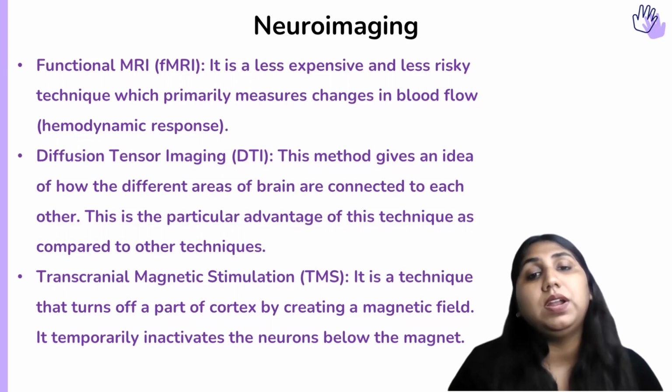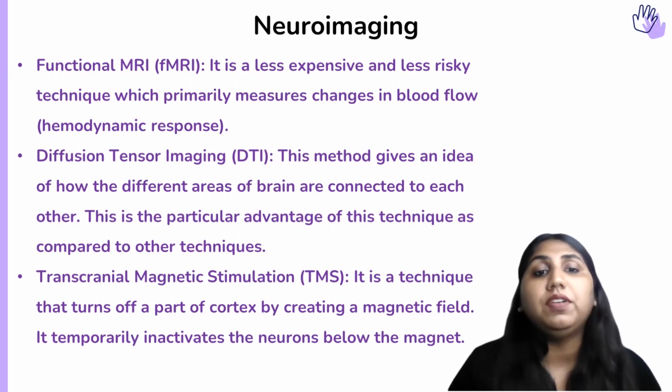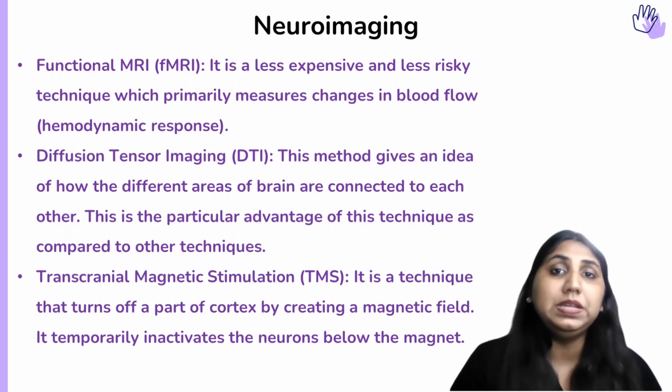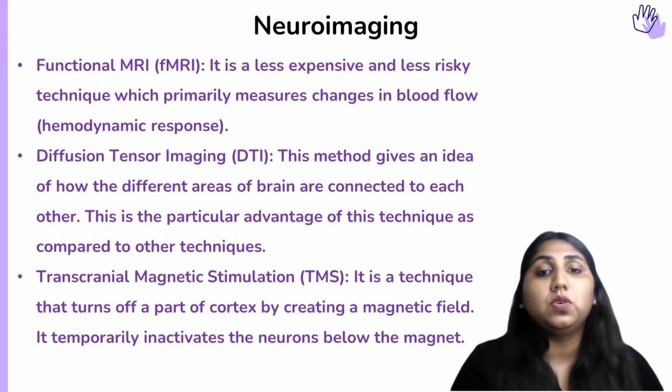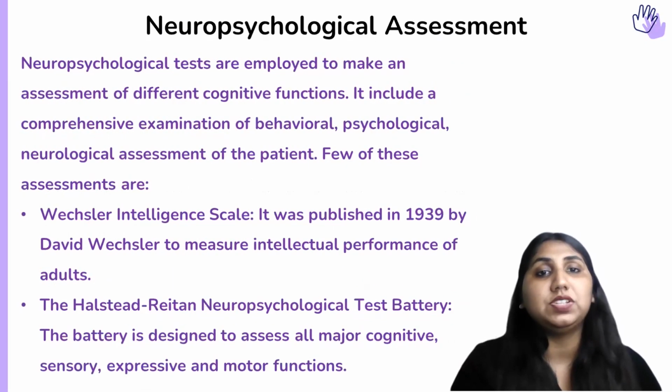However, one of the disadvantages of TMS is that it is not very effective in reaching the subcortical structures that are below the cortex or deep within the cortex. Okay, that is something that we will be learning ahead. All right. So this is what we talk about in neuroimaging.